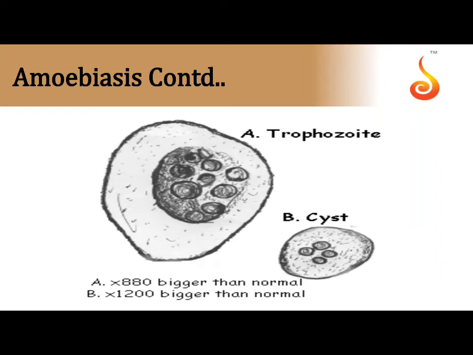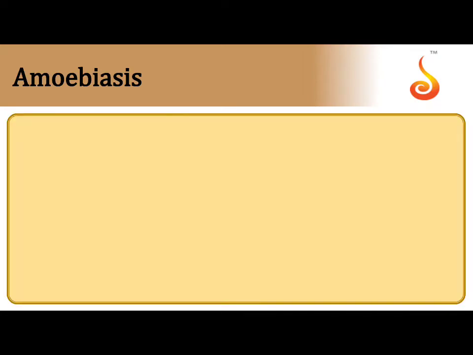Amoebiasis is caused due to Entamoeba histolytica. Entamoeba histolytica is a sarcodina, we can say. Under protozoans, it comes under sarcodina. Now, why do we call it a sarcodina? Because we see that these forms have pseudopodia as a locomotory structure.